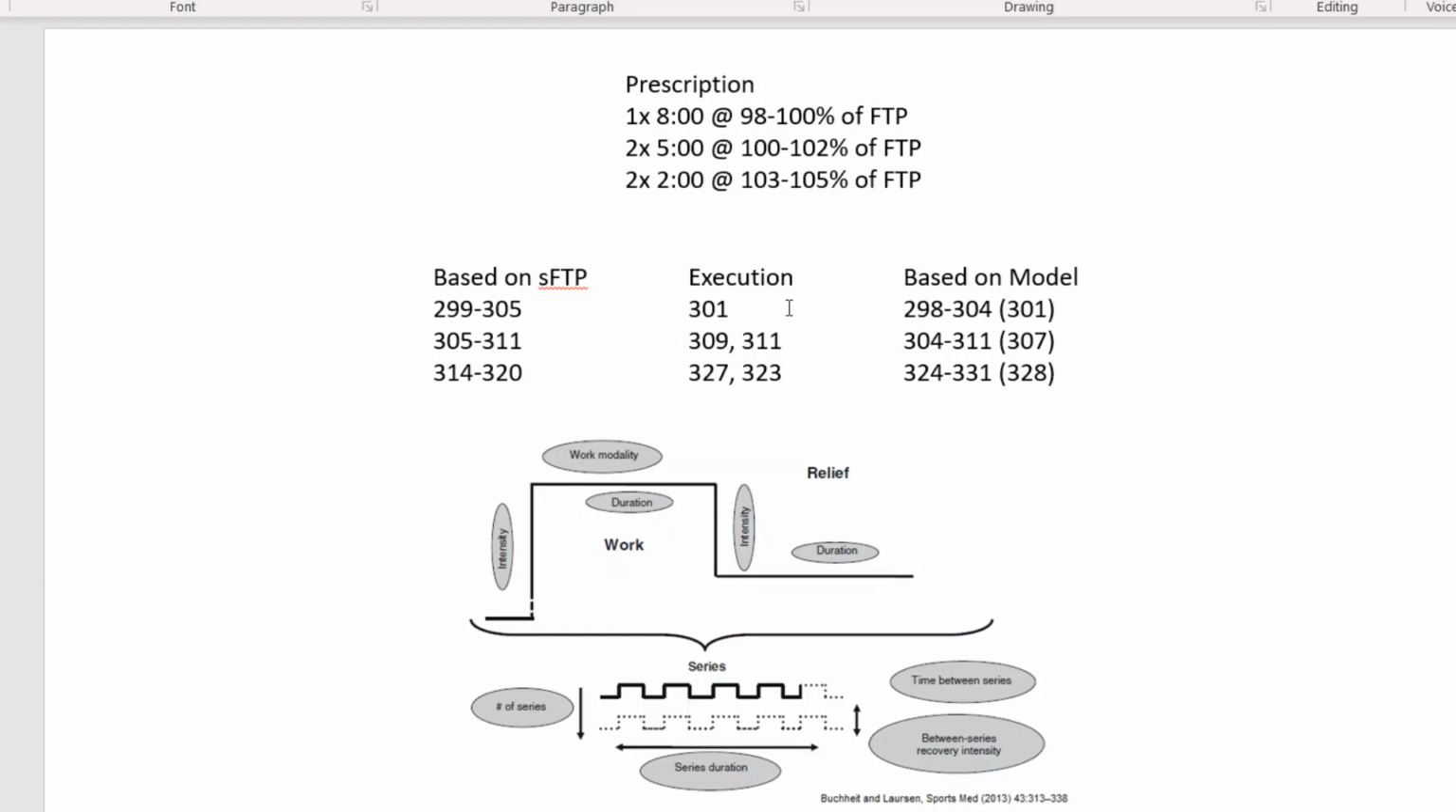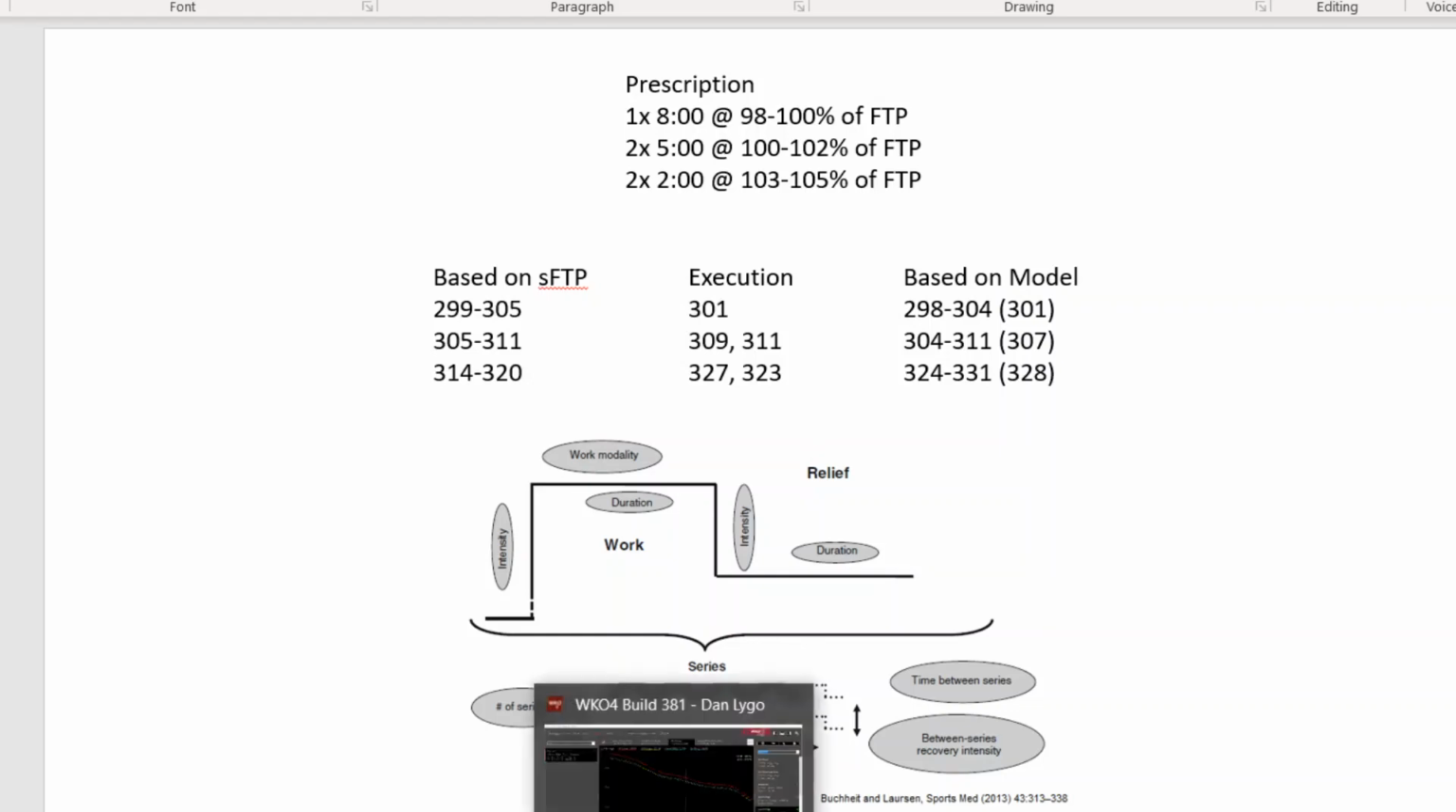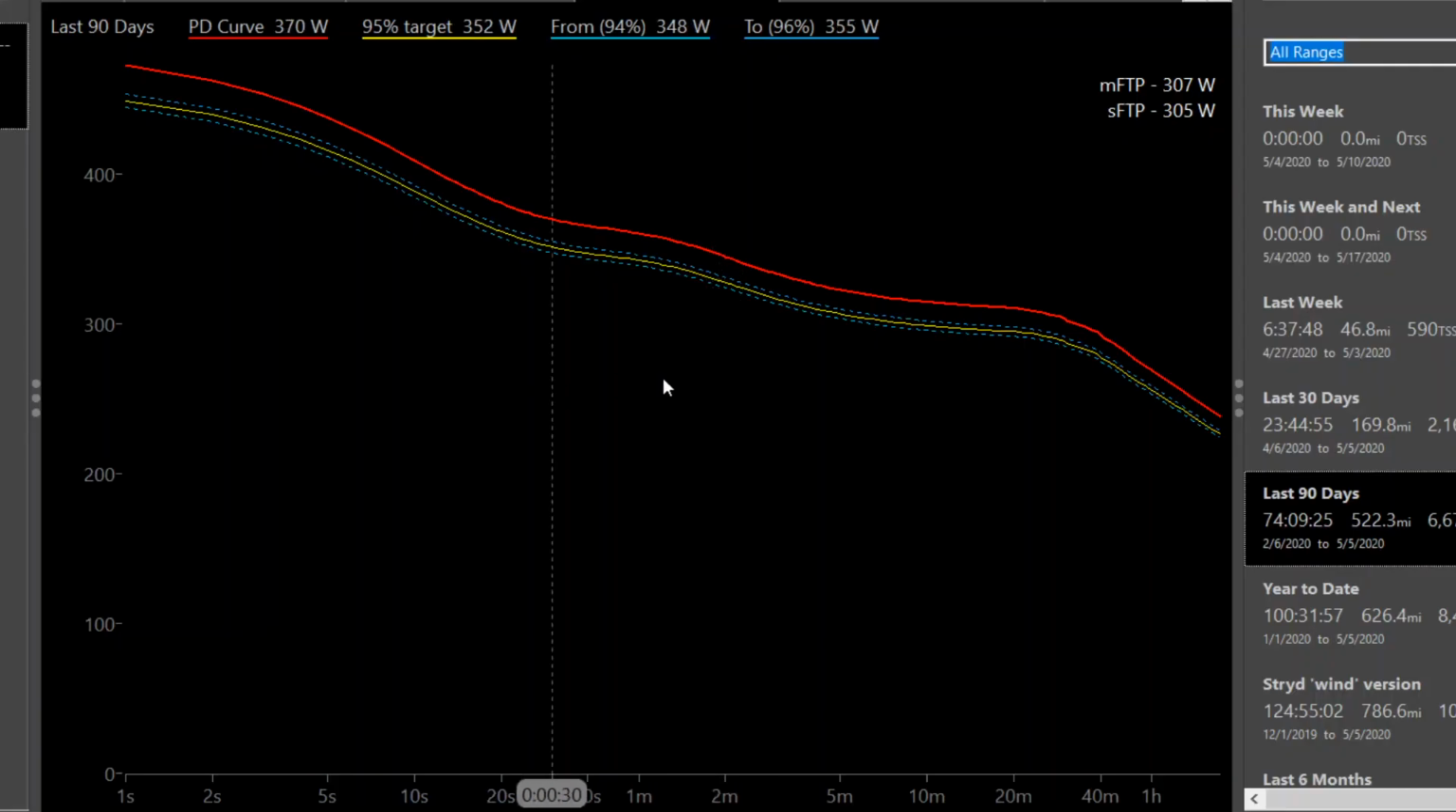However, if I went back and looked at this, the 8-minute is 298 to 304. The primary target's 301, right? If I'm customizing this based on the power duration curve, the 5-minute interval, I just scroll over to 5 minutes, take 95% of that, that's 307 watts with a range of 304 to 310. That's plus or minus 1%.